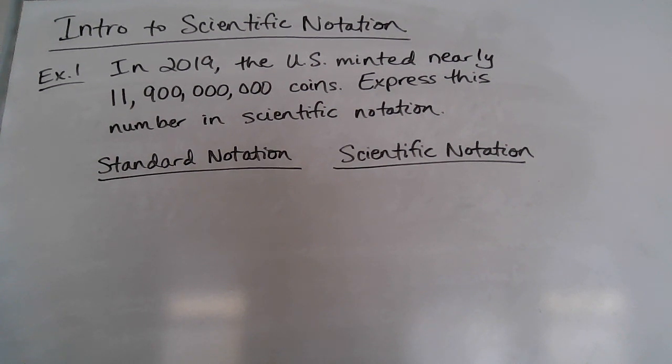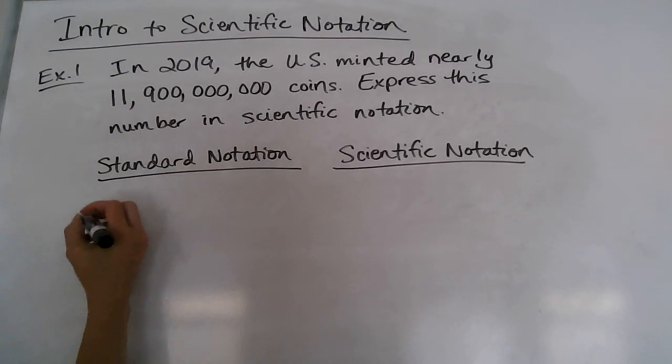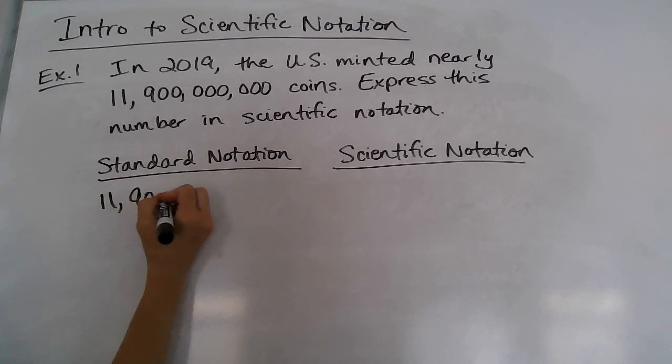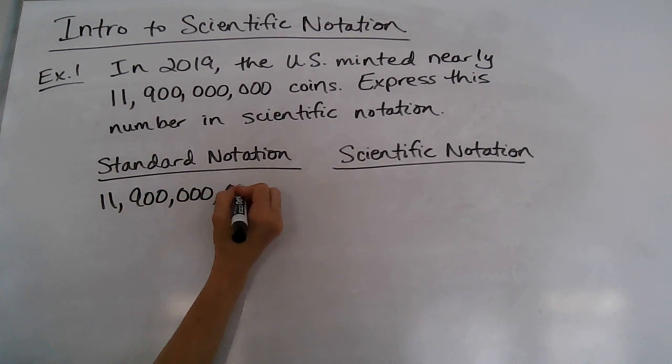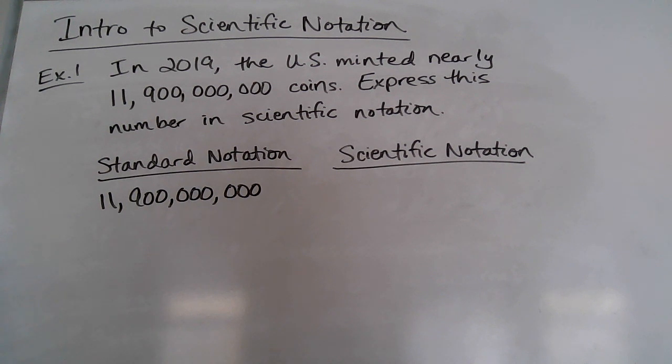In 2019, the United States minted nearly 11,900,000,000 coins. Express this number in scientific notation. So currently the number is in standard notation, 11,900,000,000. And it's not a bad number to say, it's not a challenging number to recognize. But once you start mixing in other numbers, like maybe you might be trying to find how many coins the US minted in a decade or in a century, you start working with larger and larger numbers and it just becomes tedious. So scientific notation becomes useful.